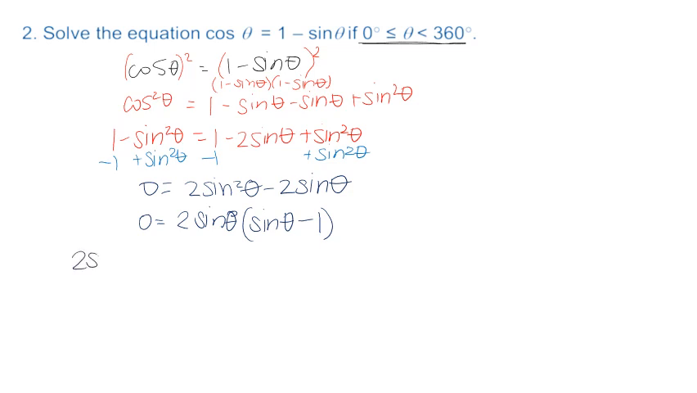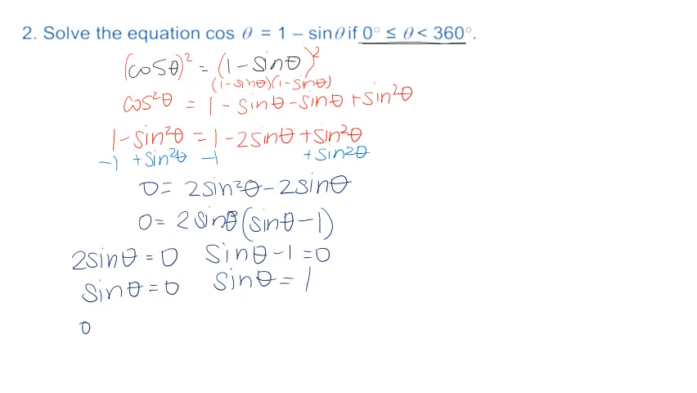So 2 times the sine of theta has to equal 0, and sine of theta minus 1 has to equal 0. So this would be the sine of theta has to equal 0, and the sine of theta has to equal 1. So where does that actually happen? Where is the y value equal to 0? Well, I would have that at 0 degrees and at 180 degrees, also at 360 degrees. Okay. And then where is the sine of theta equal to 1? That happens at 90 degrees.